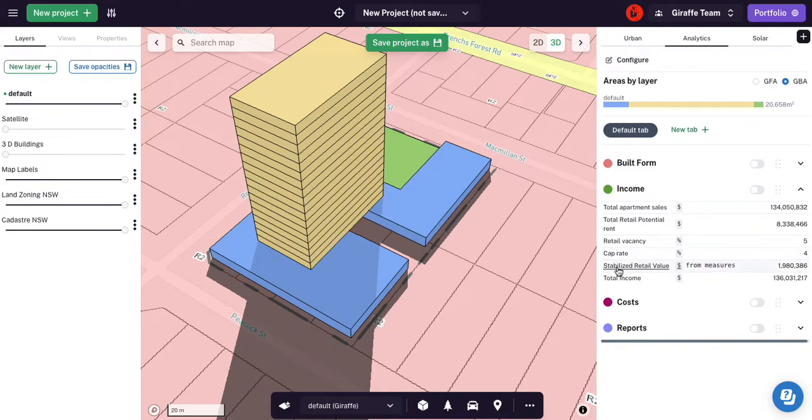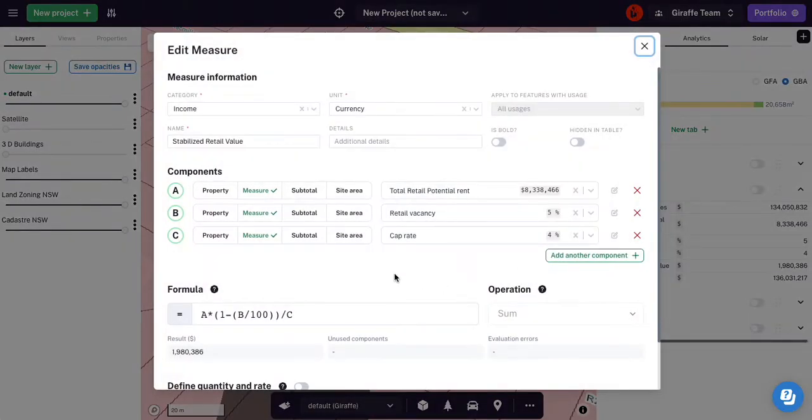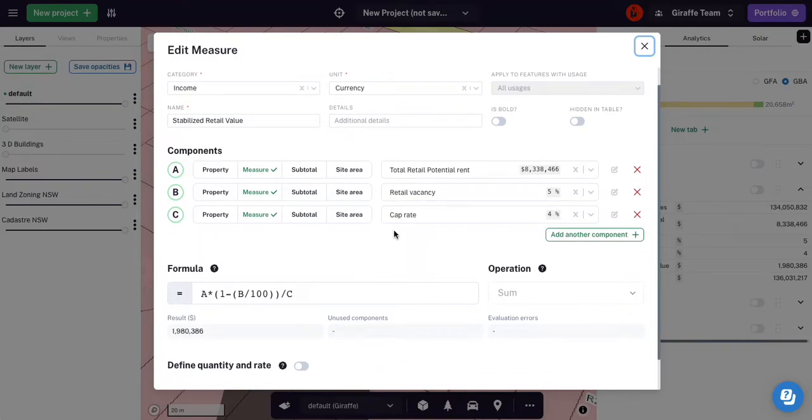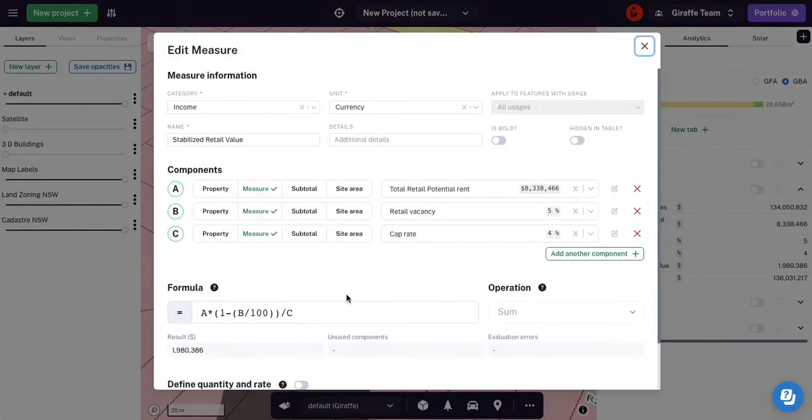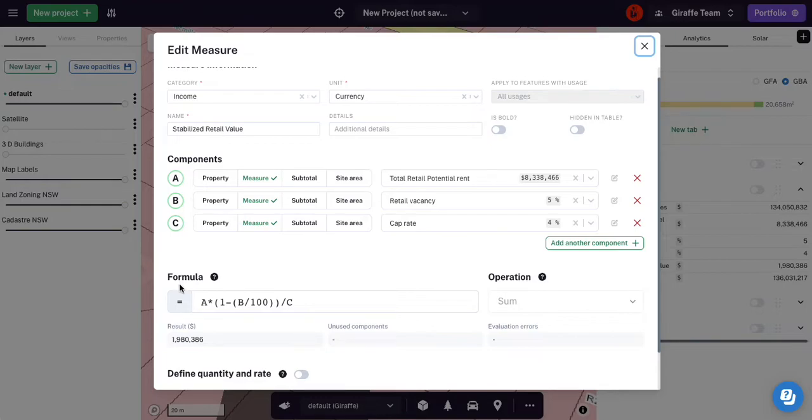And then we're going to put in a cap rate of 4%. And that is the value by which we convert an annual rent stream into a value, as in, that's what the cap rate means. And so our stabilized retail value is our total potential rent multiplied by the vacancy factor, so 1 minus the vacancy rate, divided by the cap rate.